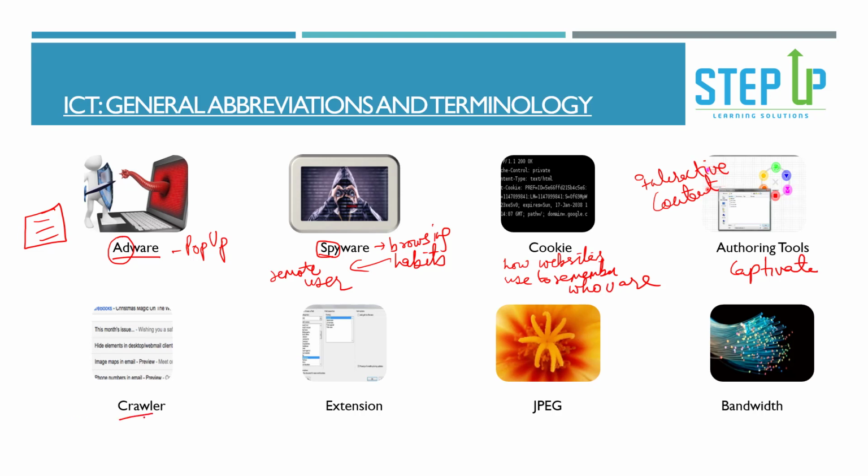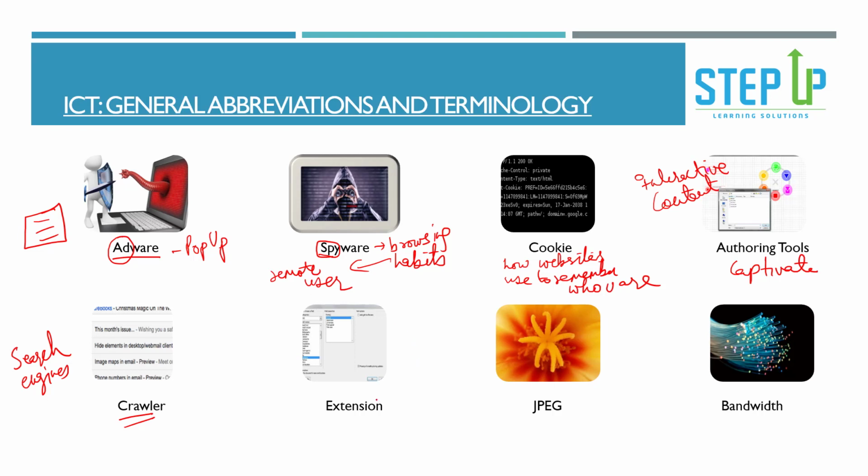Next is, what is a crawler? A crawler is a program that systematically browses the World Wide Web in order to create an index of data. So basically your search engines typically need crawlers to update information. Search engines use crawlers to update information.